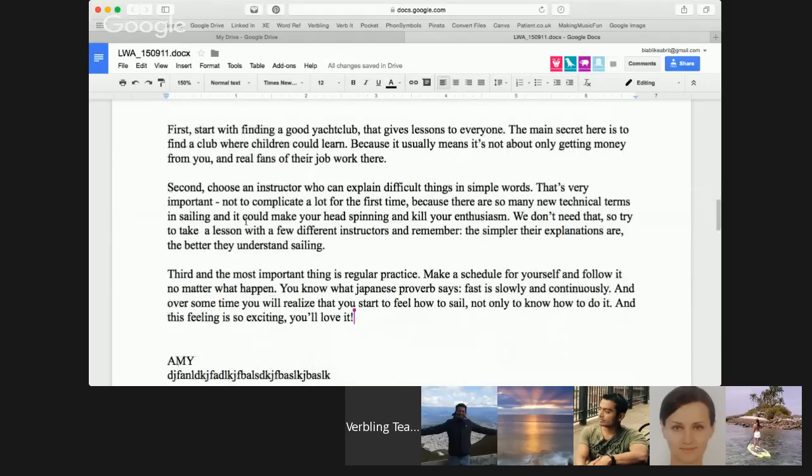First, start with finding a good yacht club that gives lessons to everyone. We don't need a comma. The main secret here is to find a club where children can learn. Because, let's put it in the same sentence, it usually means it's not only about getting money from you, and real fans of their job. Of the job, maybe.